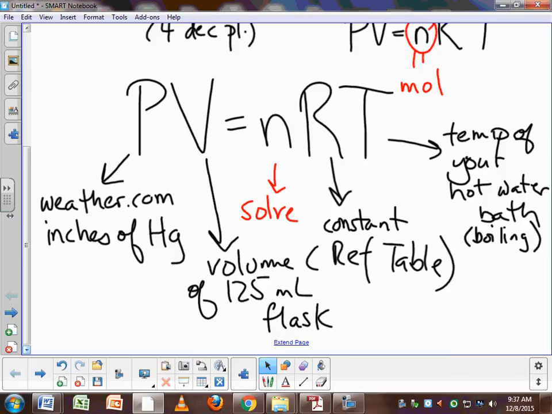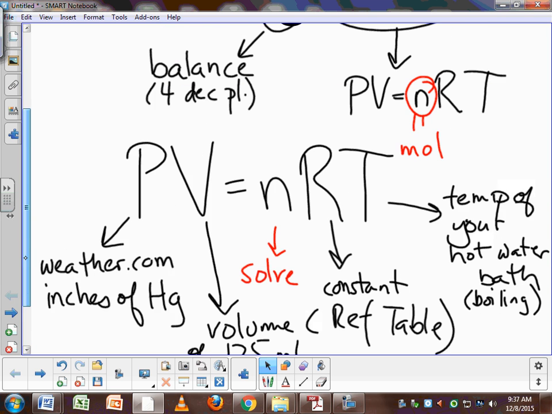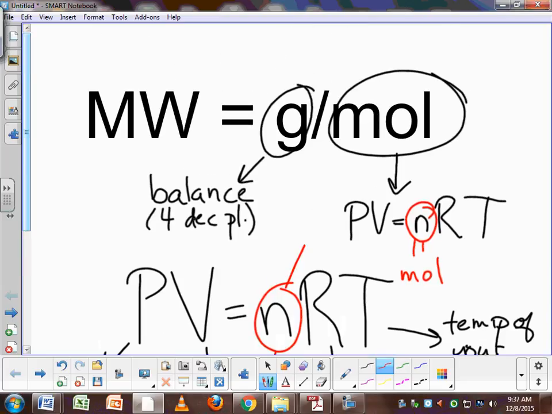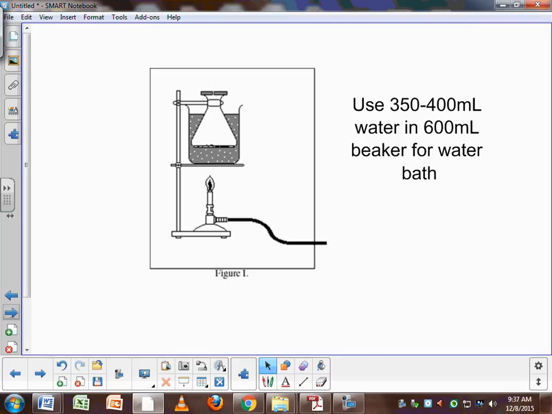So when you do that, when we get the pressure, the atmospheric pressure in Webster that day, when you determine the volume of your flask, when you measure the temperature of your boiling water bath, you use the R value from your reference table. You can get moles, solve for n, which then gets plugged back into grams per mole, and then there you go. That is how you get molecular weight. So you're going to be measuring P, V, and T. You're also going to be measuring mass, and through all those things together, you can get the molecular weight of your vapor. Now, there are going to be 3 unknown vapors. You're not doing all 3, you're only doing 1.